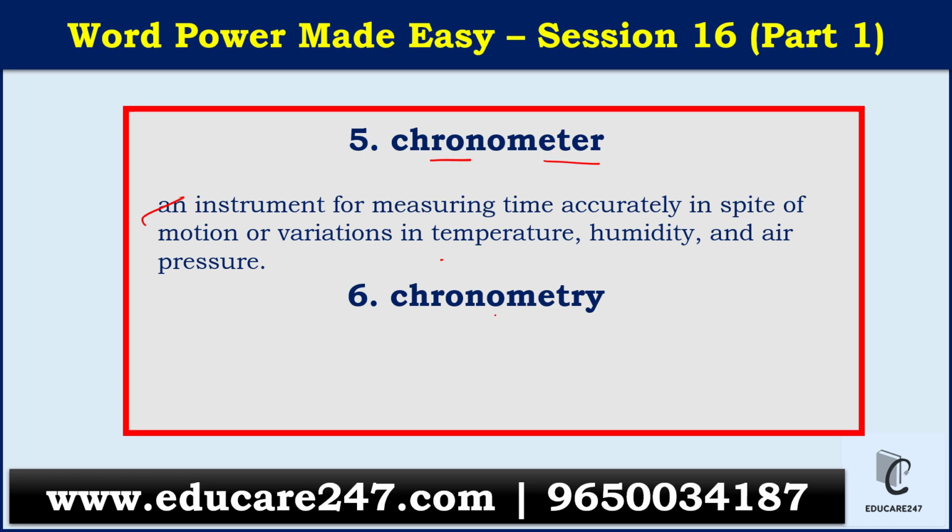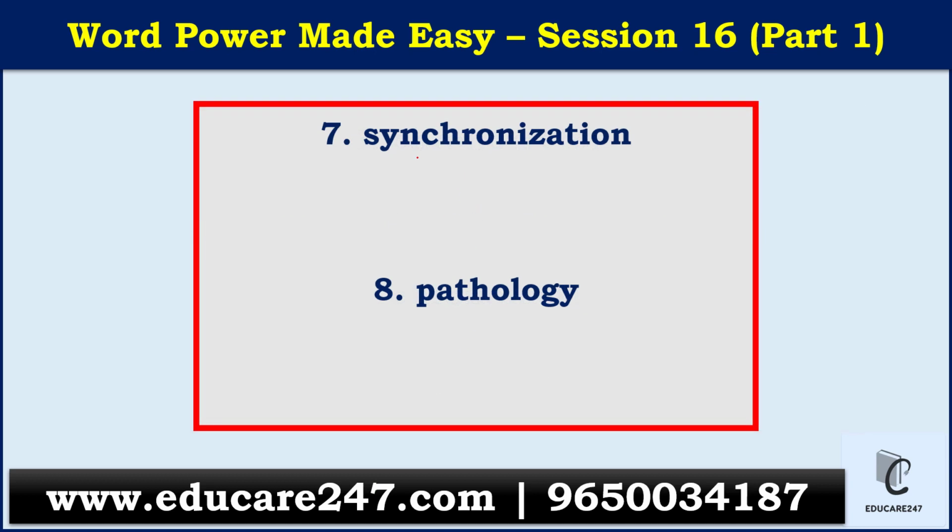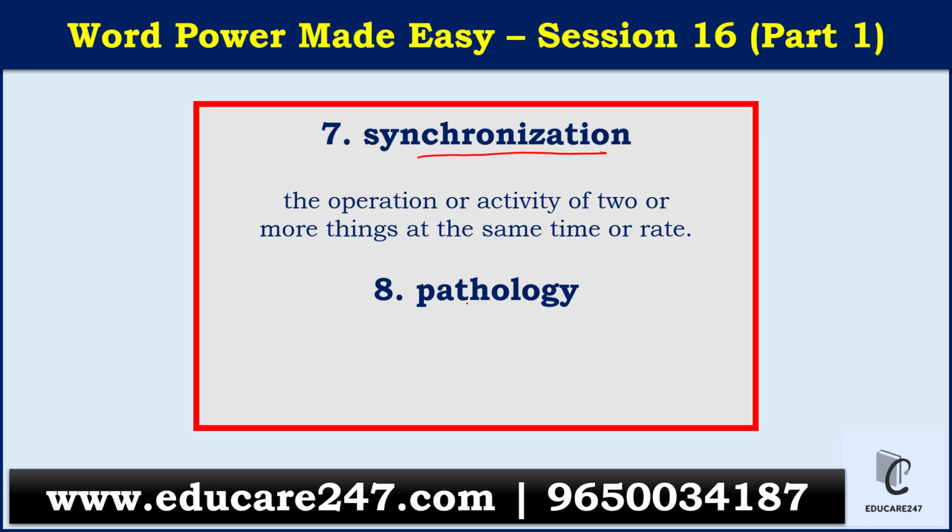So what is chronometry? So chrono and metry. So metry will be some science. So science of accurate time or time measurement will be termed as chronometry. So I hope this is clear. So we'll move forward. Next we have is synchronization. So synchronization is the operation or activity of two or more things at same time or rate. So we synchronize something, means two processes occur at the same time. So we actually try to synchronize the two processes.